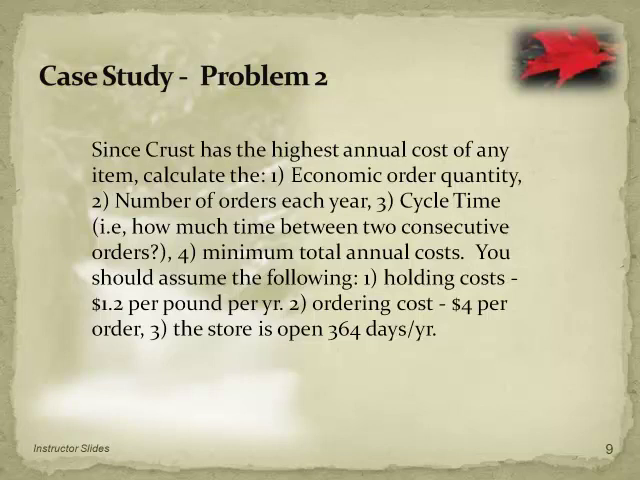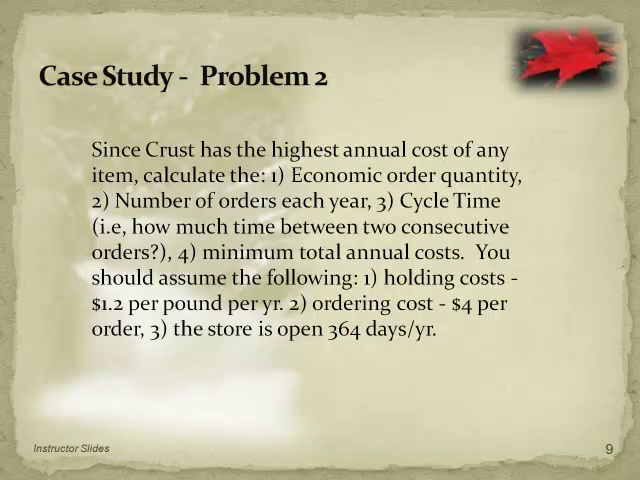First, the holding cost is represented as $1.20 per pound per year of crust. What that means is if I kept 1 pound of crust in inventory for 1 year, it would cost ZZ's $1.20. The ordering cost is $4 per order, and the store is open 364 days a year.